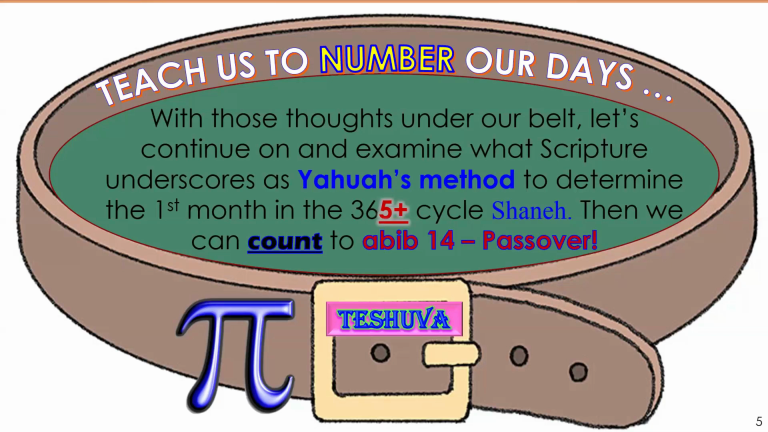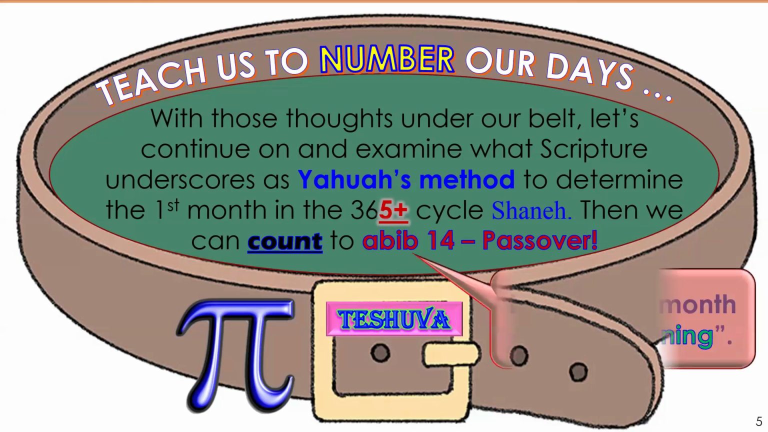With those thoughts under our belt about it being our weapon, let's continue on and examine what Scripture underscores as Yahuwah's method to determine the first month in the 365 plus cycle Shoneh. Then we can count to Abib 14, Passover.